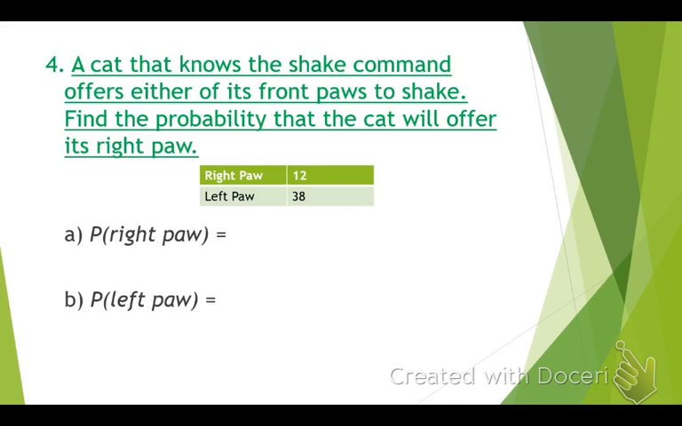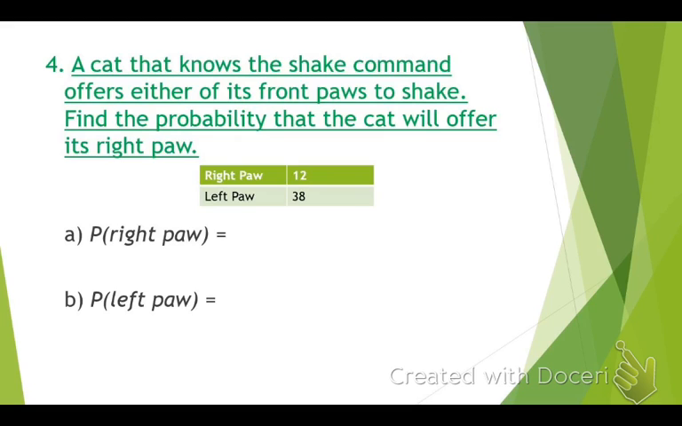All right, this next one here is actually going to be experimental because somebody did the experiment, okay? So here's what it is. A cat that knows the shake command offers either its front paws to shake. So we have to figure out whether it's going to be the right one or the left one. Find the probability that the cat will offer its right paw, and then we'll do its left paw. This was an experiment because somebody actually did experiment with this. They had this little cat, and they said, "Here, kitty, kitty, kitty," and asked, "Please, shake my hand." So the probability that this cat puts up a right paw.